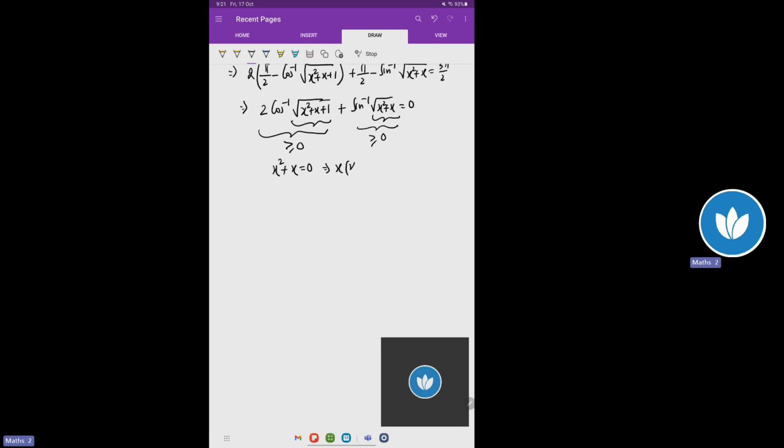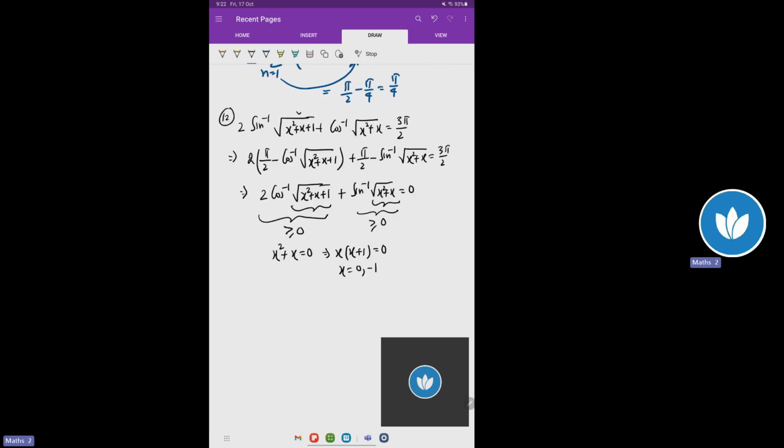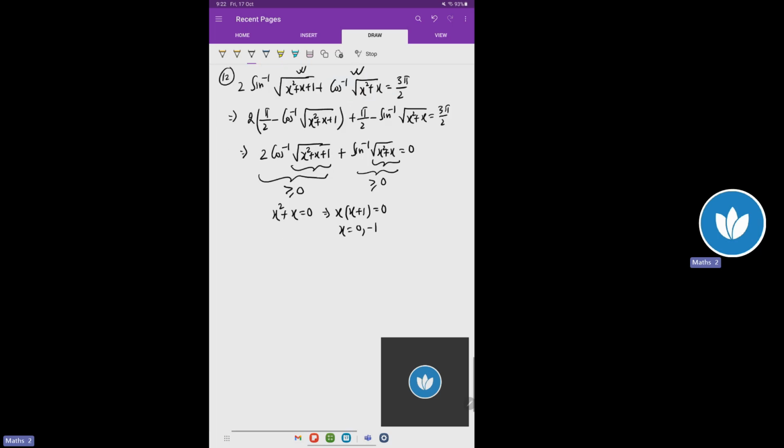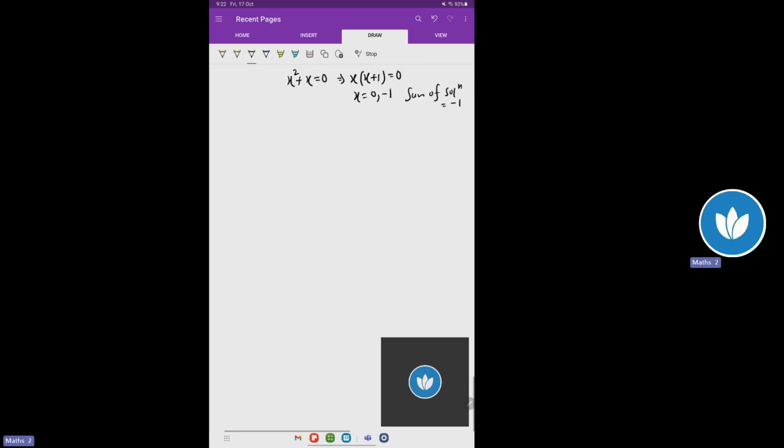So what is this? x into x plus 1 equal to 0. So x is equal to 0 and minus 1. You can check whether both are acceptable solutions or not. If you check, both are acceptable solutions. So what is the sum of solutions? Sum of solutions would be 0 minus 1, which is minus 1. Okay. Now let's move to the next question, question number 13.